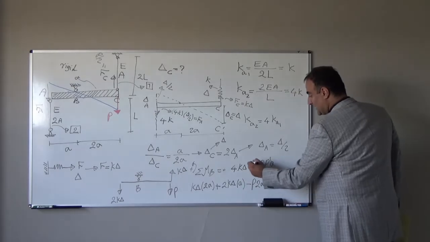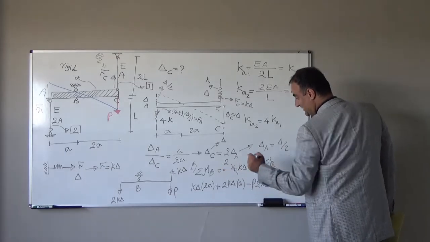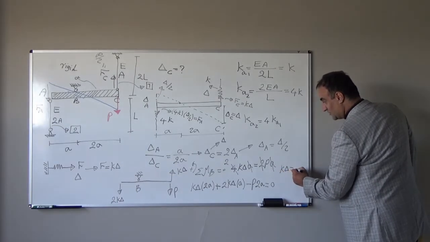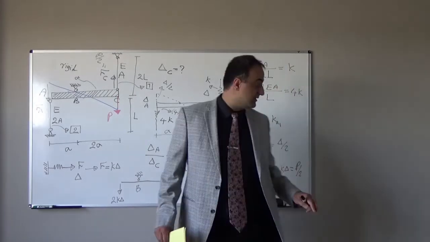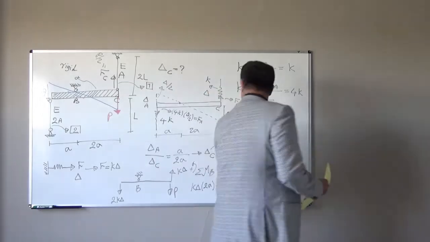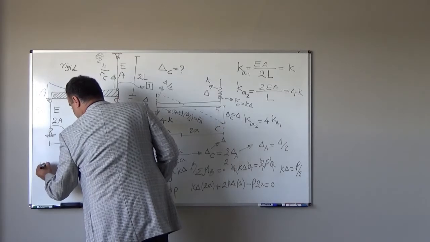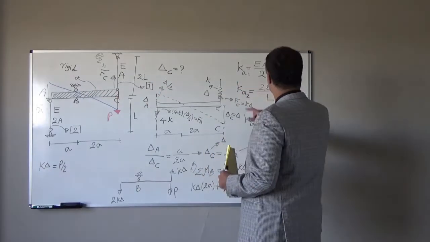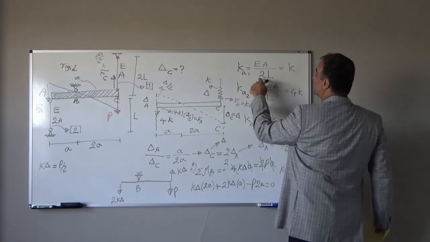2PA. A and A, they will cancel each other. This 2 will cancel from this 4 and we will have 2 here. So K delta will be equal to P over 2. So finally we find K delta is equal to P over 2. What was the K? K was EA over 2L. K is equal to EA over 2L.